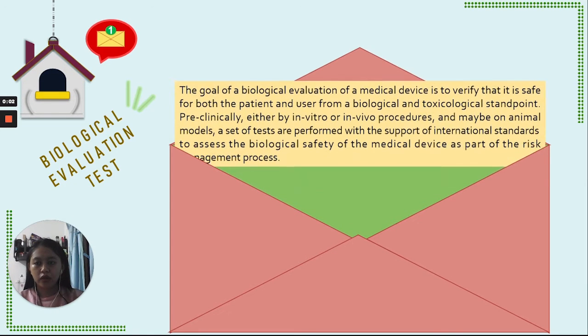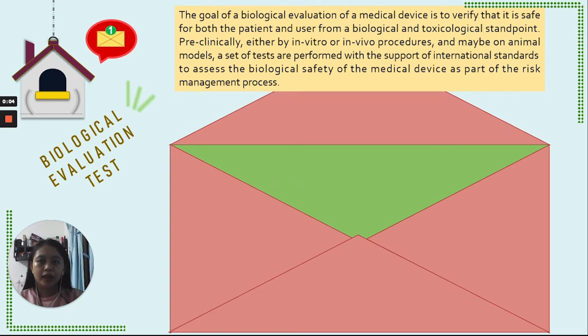Next is biological evaluation tests. The goal of a biological evaluation of a medical device is to verify that it is safe for both patient and user from a biological and toxicological standpoint. Preclinically, either by in vitro or in vivo procedure, and maybe on animal models, a set of tests are performed with the support of international standards to assess the biological safety of the medical device as part of the risk management process.